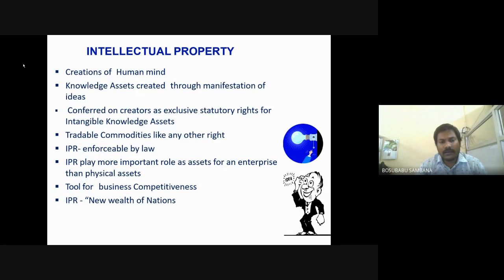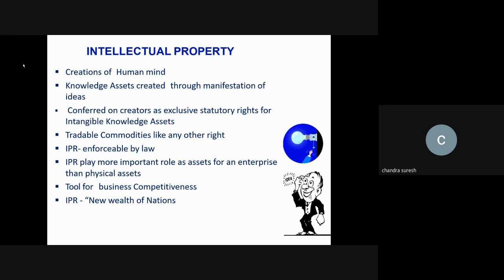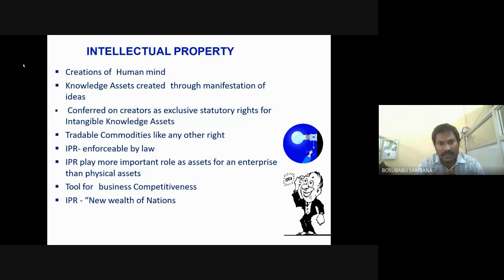Then what is intellectual property? If you have any idea, you simply go and file it through the proper channel, in a commercial or non-commercial way. Intellectual property rights mean creations of the human mind, innovative things, and knowledge assets created through the magnification of ideas, innovative ideas, not copied ideas. Innovation is different and discovery is different. They are conferred on creators as exclusive rights for intangible knowledge assets, particularly for innovation made, and are tradable commodities like any other right, like copyrights, trademarks and so on. IPR is enforceable by specific law.